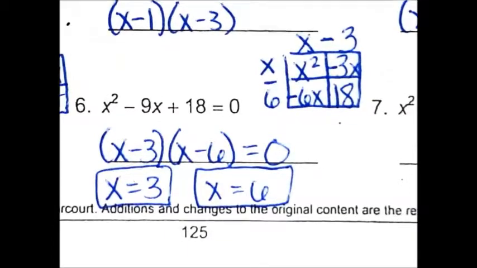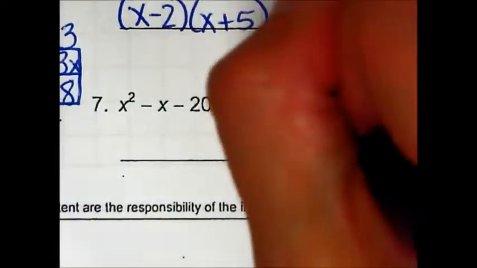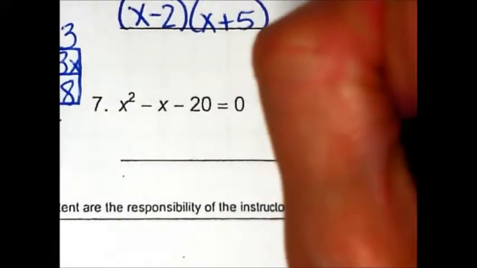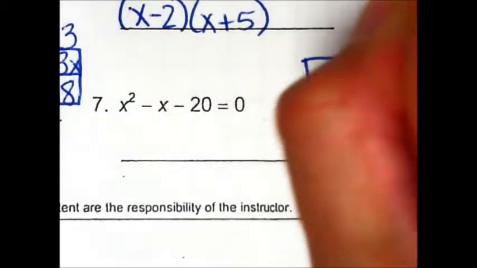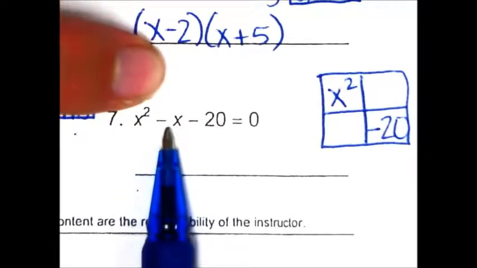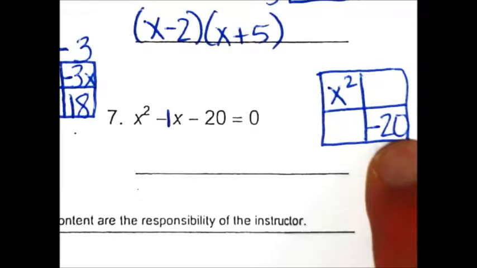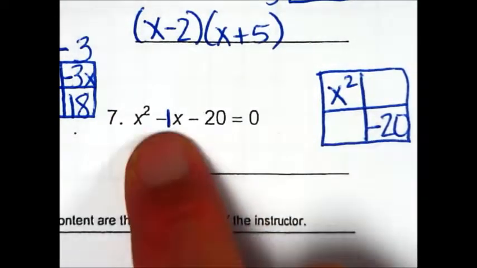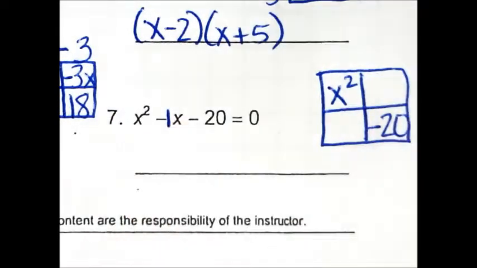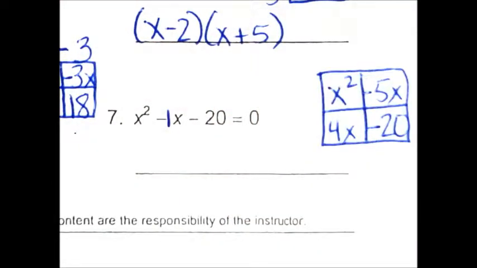Okay, and then number 7 is a good one just to finish up these front examples on. You want to draw the box to factor it, and you have x squared and negative 20. Okay, so don't forget that if there's not a number in front of your x, imagine there's a 1 there. So you're asking yourself, what could you multiply to get negative 20, but add to get negative 1? It's going to be a negative 5 and a positive 4.